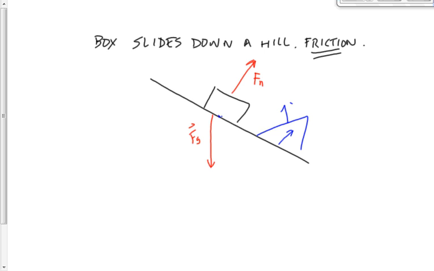Regardless of what the surface of the object is, we care about the surface that the object is riding on. So always 90 degrees to that surface. Good question. One more force. What is it?